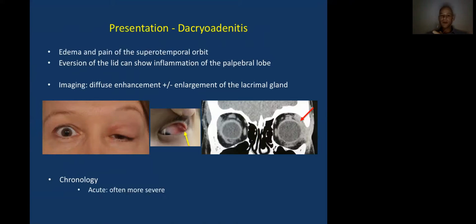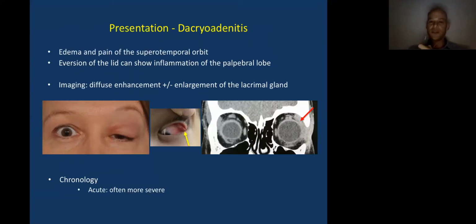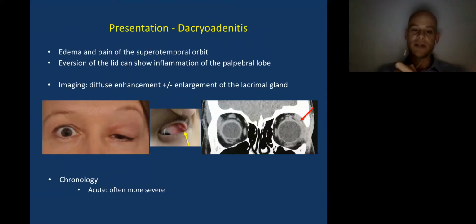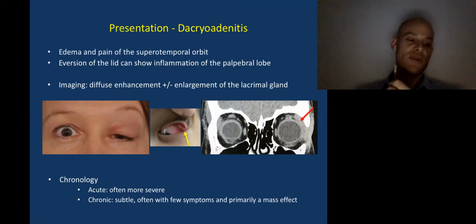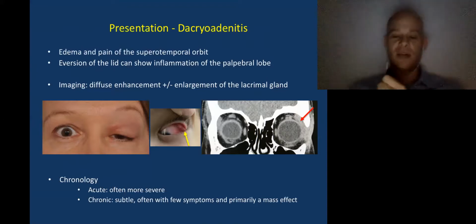Chronologically, it can be acute, and in that case, it's usually severe. These are the patients that walk into your clinic that have relatively sudden onset of pain, and if you touch their supratemporal orbit, they kind of recoil back in discomfort. But there's definitely also cases of chronic inflammation of the lacrimal gland, and in that case, it's subtle. Often they have few symptoms, and it's really just a mass effect. Typically, those patients will be referred, at least in our healthcare center, by an optometrist or by a GP, or somebody who just says it looks like the eye is displaced to one side, and the patient will walk in not really complaining of very much.